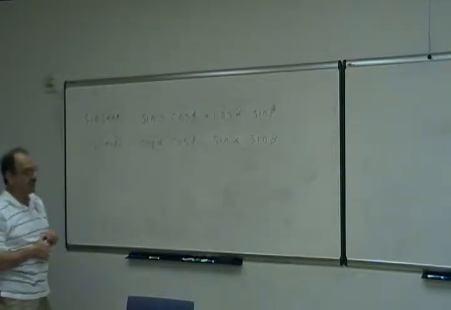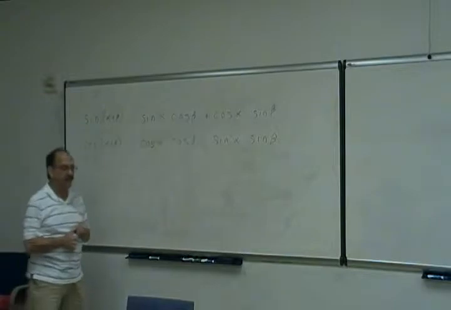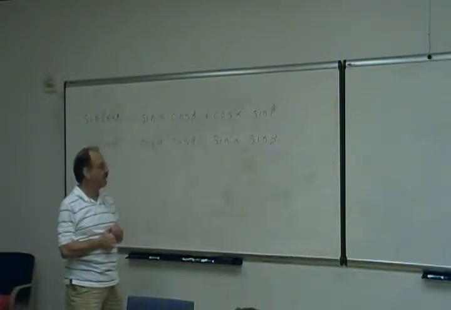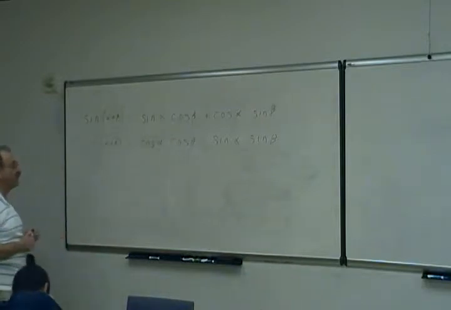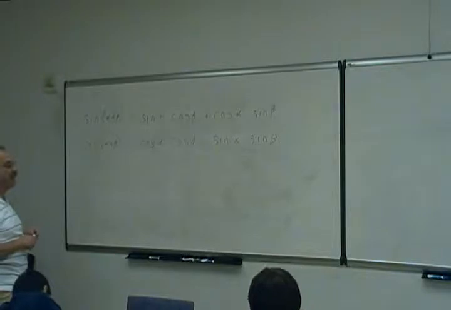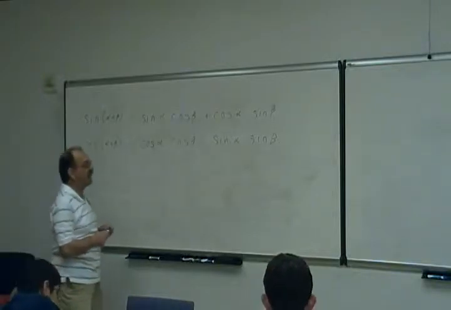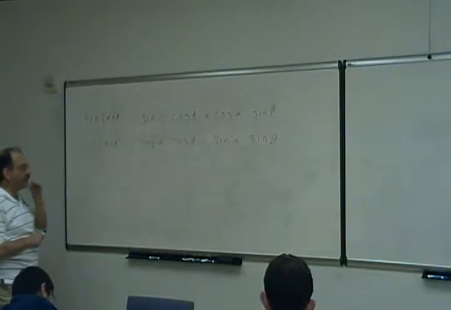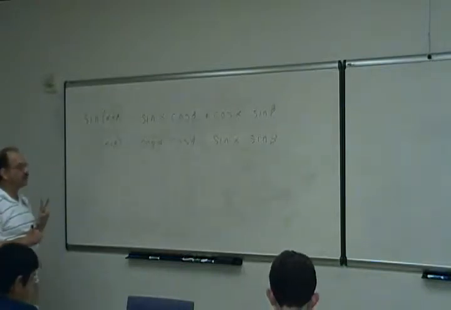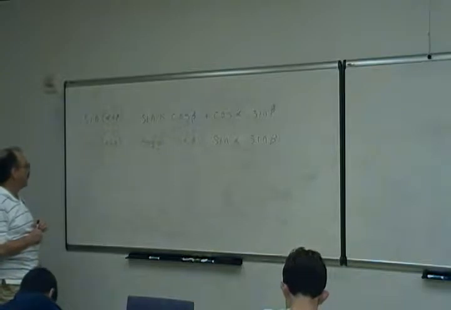In addition to those, you need to know odd and even, that is, sine of minus alpha and cosine of minus alpha. And after that, you probably need a couple of the basic ones, like sine and cosine of pi over 2 and of pi. And from that, you should be able to derive all the rest of them except for two identities, which we will also do today.